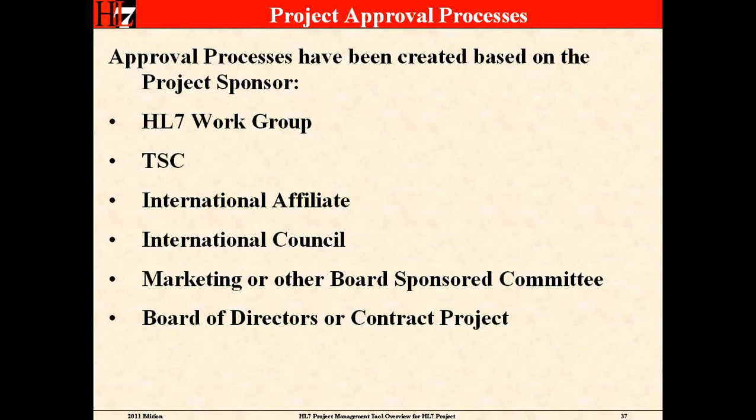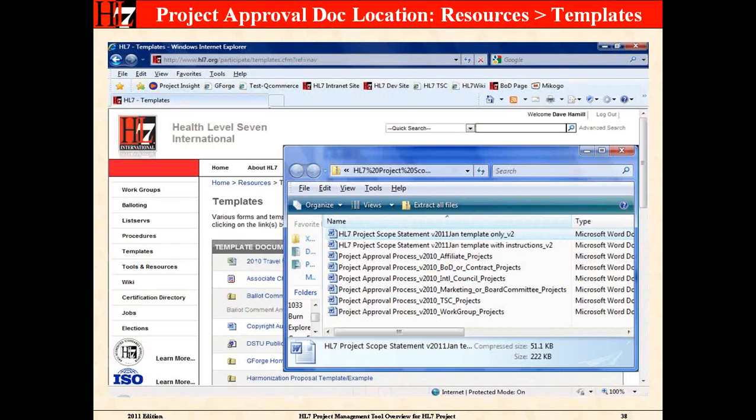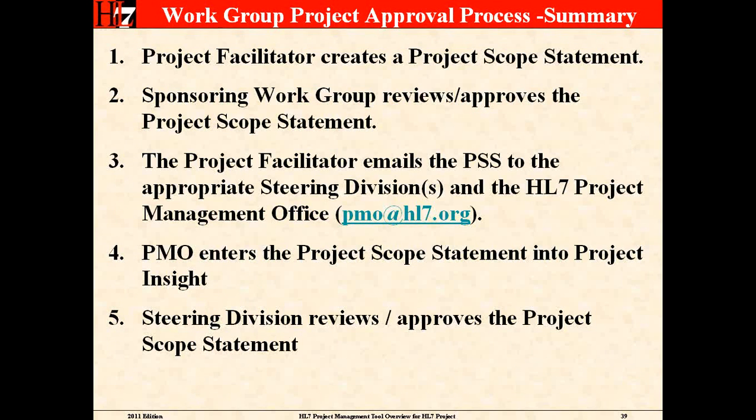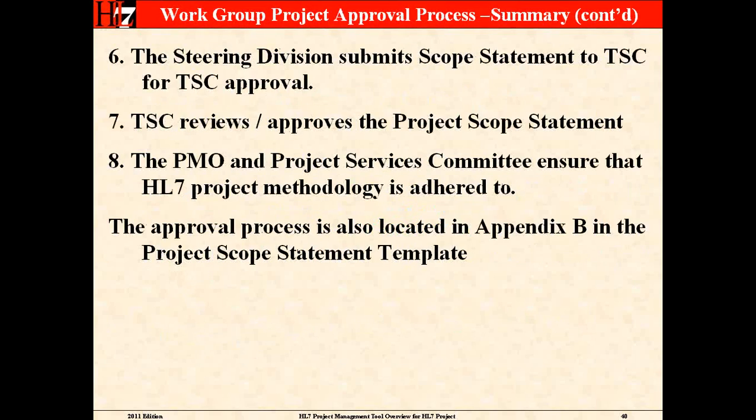So here is an abbreviated page of the project approval process, and I pretty much focused on this as we looked at the zip file. There are various project approval processes based on the project sponsor. Again, this shows the zip file that contains the project approval processes and the detailed information on that. These next couple of slides show the workgroup project approval process, which I had explained earlier. Basically, it goes from the workgroup to the steering division to the TSC for all those reviews and approvals. The approval process is also located in Appendix B of the project scope statement template. So a little bit more detail in that.